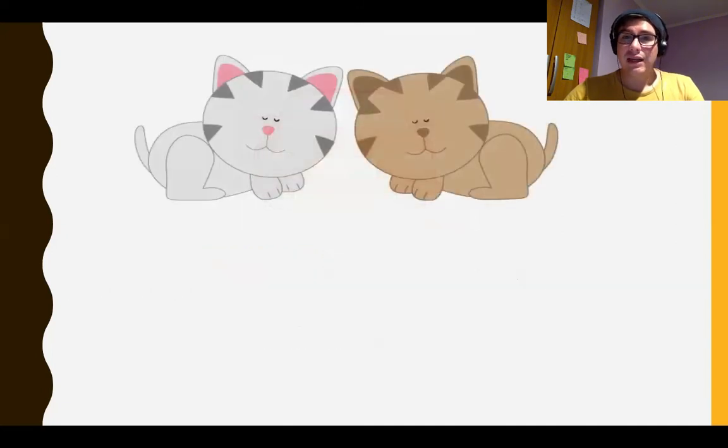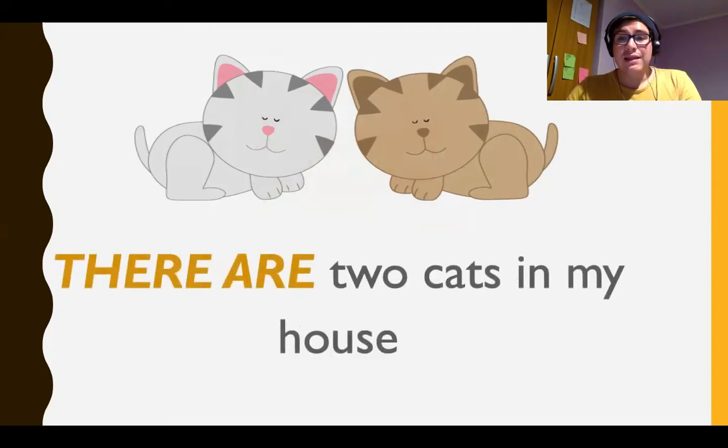Now we're going to see a little variation. Here we have two cats. One, two cats. In this case, we're going to use the expression there are. Not there is, there are. There are two cats in my house. There are also means hay, de haber.